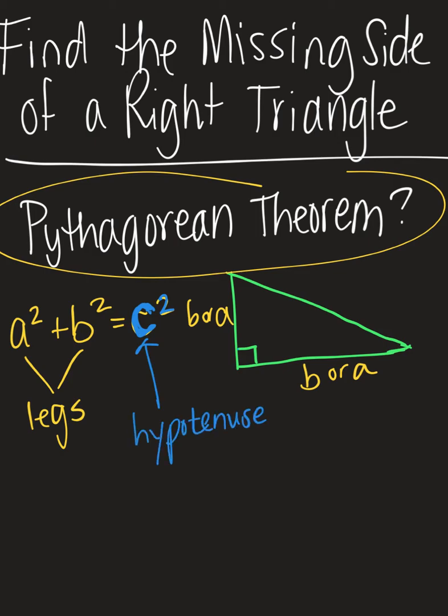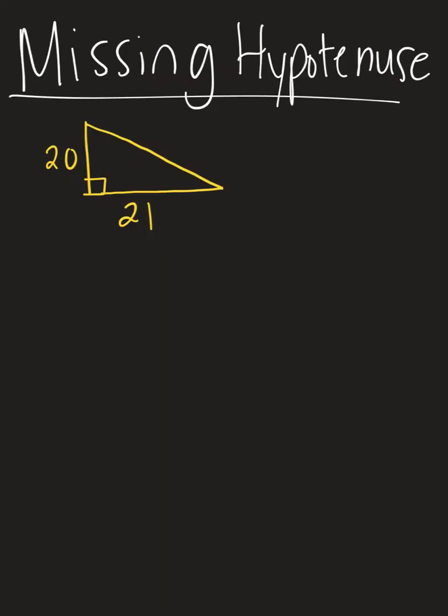And I like to use the right angle as kind of an arrow. If you look at it, it points to the longest side. The right angle always opens up to the longest side, and that longest side, our hypotenuse, is always going to be c. Always.